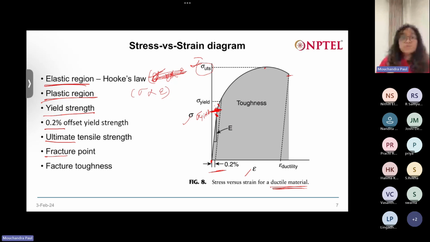And as I told you, there is the fracture toughness quantity. We quantify this value mathematically by getting the area under this entire curve. So if you get the area under this curve, you can define the fracture toughness as well. Any queries in understanding any of the points?